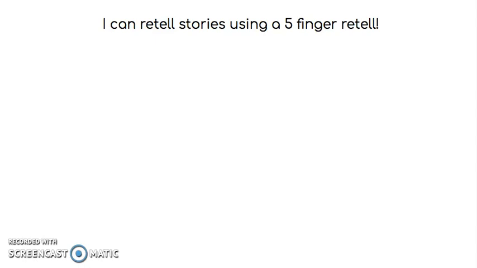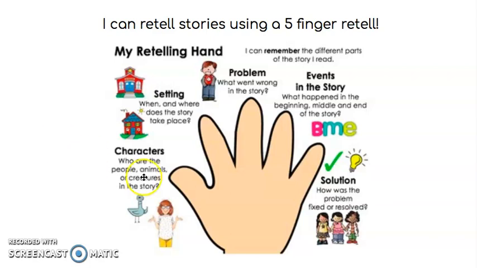Okay, we're gonna get started with some reading. All right, this week we're gonna be retelling stories using our five finger retell. Now I know we've practiced that some, but we're gonna enhance it a little bit. So this week we're gonna be working with characters, your setting, a problem. No, we haven't talked about that before. The events in the story. So this finger is where we'll do our beginning, middle, and end, and a solution. So I'm going to go over each one of those just to kind of refresh our memory.